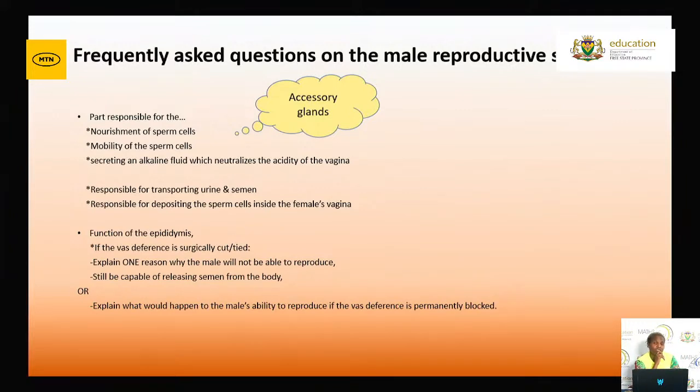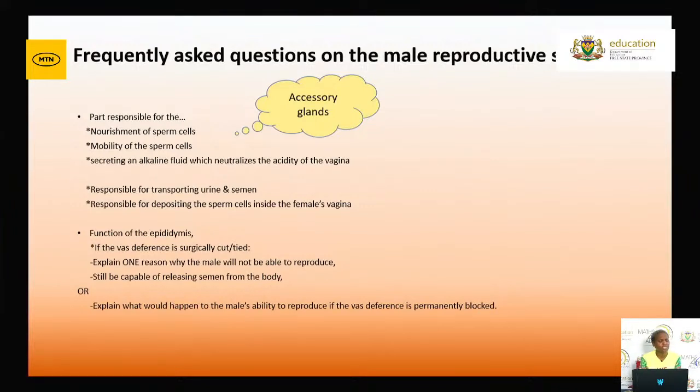those types of questions where you are asked to name the letter and the name of the part which is responsible for, maybe, nourishment of the sperm cell, mobility of the sperm cell, secreting an alkaline fluid which neutralizes the acidity of the vagina, transporting urine and semen, or depositing the sperm cells inside the female's vagina.